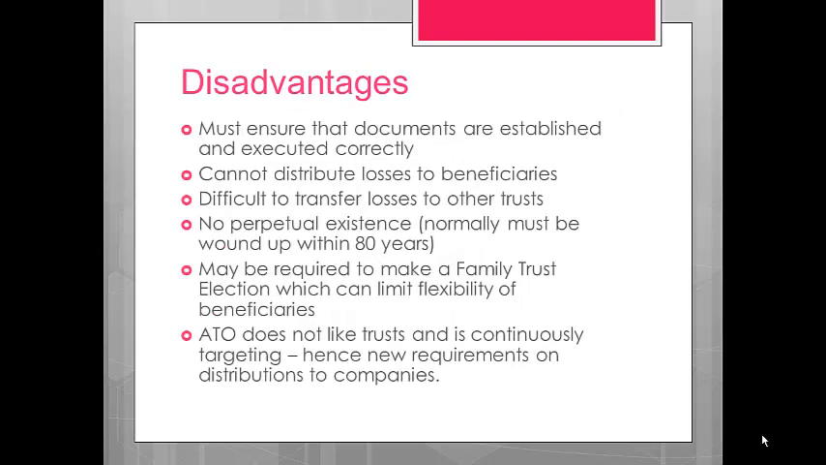Some disadvantages, though, are that you must ensure that the documents are established and executed correctly. You cannot distribute losses to beneficiaries. It's difficult to transfer losses to other trusts. There's no perpetual existence. Normally, a trust must be wound up within 80 years. You may be required to make a family trust election, which can limit some flexibility of beneficiaries. And generally, the ATO doesn't like trusts and is continuously targeting them, hence the new requirements on distributions to companies.